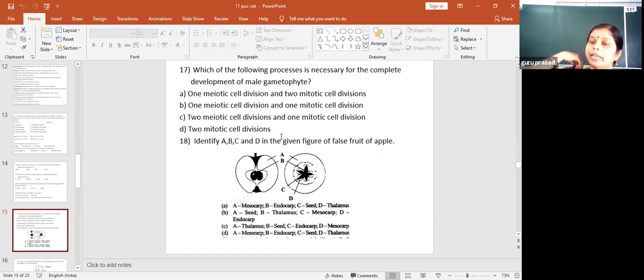So why is it called a false fruit? The edible part is the thalamus, not the original fruit. The part around the seeds is the original fruit. While cutting an apple, we remove the center part along with the seeds. That hard covering of the seeds is called the endocarp. We throw that away. The edible part of the false fruit is the thalamus, not the original fruit.